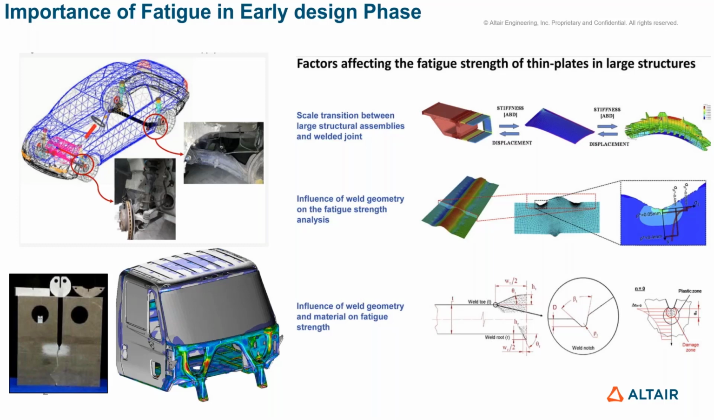In addition to this, take the example of the fatigue strength of thin plates, especially in large structures. Most of the time, the failure is mainly because of the influence of weld geometry and also of the material. So, as we know the importance of fatigue, let us see what fatigue is.